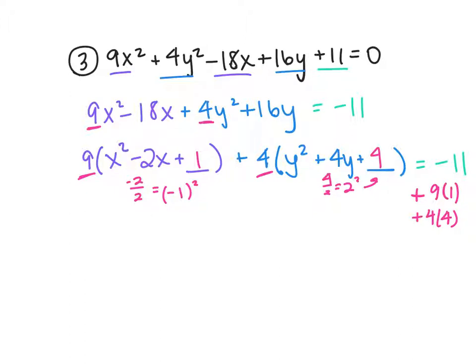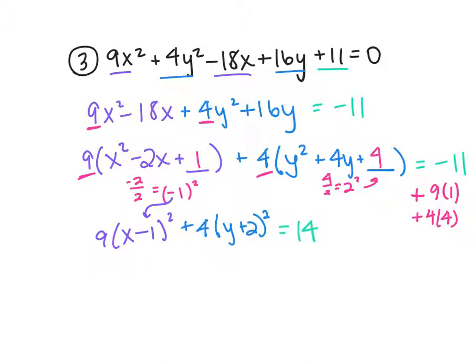So now we put it all together. For the x's, the 9's out front. If we factor that, that turns into x minus 1 squared. Remember, it's that middle term that goes into those. For the y's, we have that 4 outside. That factors to be y plus 2 squared. And then on the other side, we just add it up. Negative 11 plus 9 is negative 2 plus 16 takes us to 14.